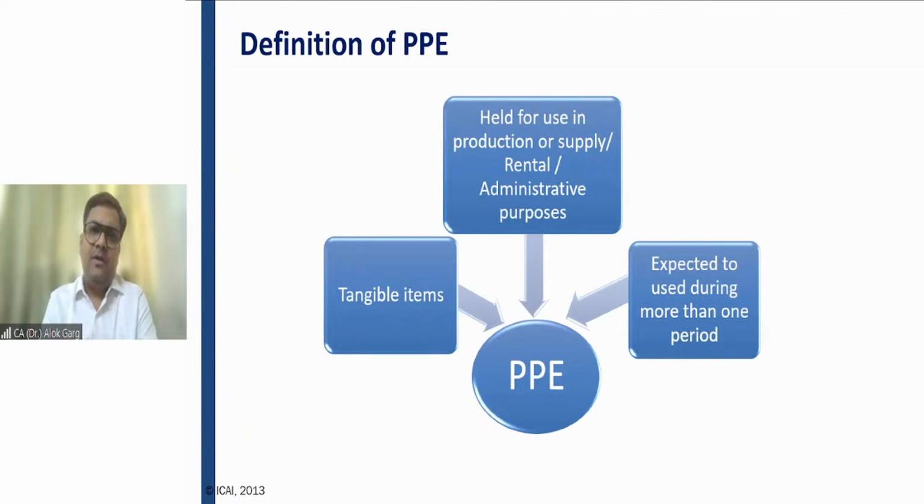Friends, a company has bought a software, and that software will help the company to maintain their accounting related records, right? And the life of the software license is 3 years. Is it a PPE? Whether the software is a PPE.